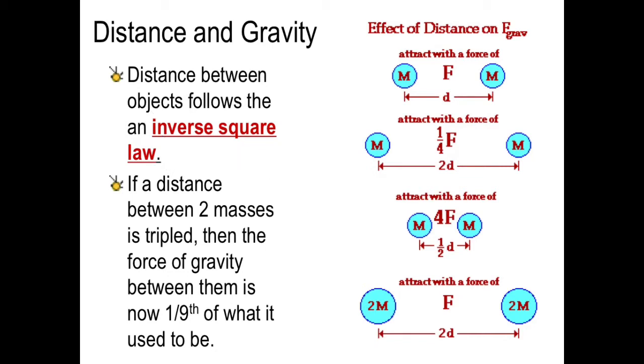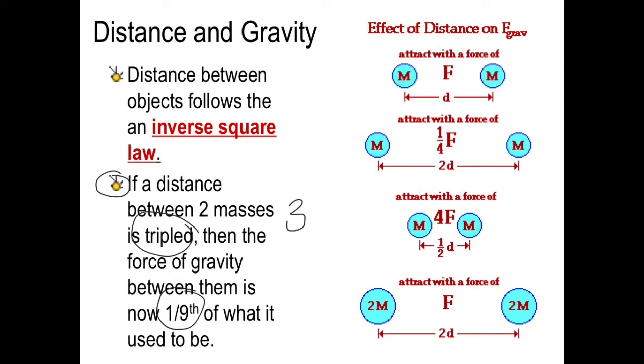So here we look into distance and gravity. The closer the two objects are to each other, the greater the force of gravity is between them. The further away from each other they are, the weaker the force of gravity is. So if we look at this example right here, if the distance between two masses is now triple the distance, so that's 3 times the distance, then the force of gravity between them is now 1/9 of what it used to be. How did we figure that out?